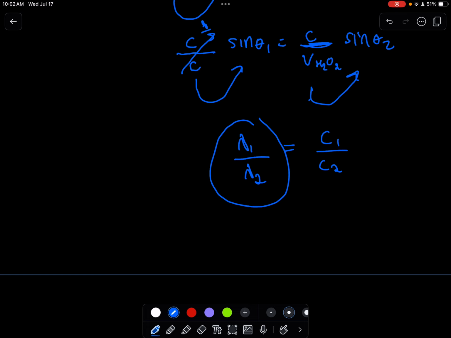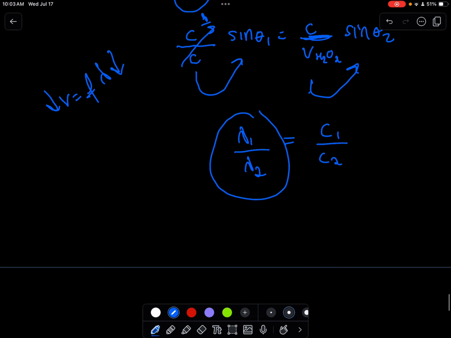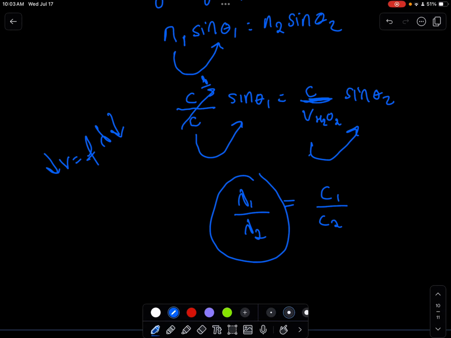The bottom line is that if we remember this equation, V equals F lambda, the wavelength must change in order for the velocity to decrease. So in the medium, if the velocity has decreased, then another parameter, and in this case it's the wavelength, must also decrease. The frequency of the light does not change in the medium. So make that clear.